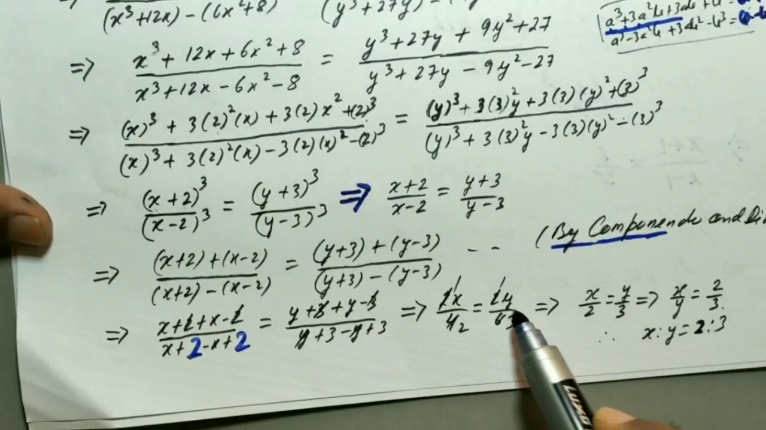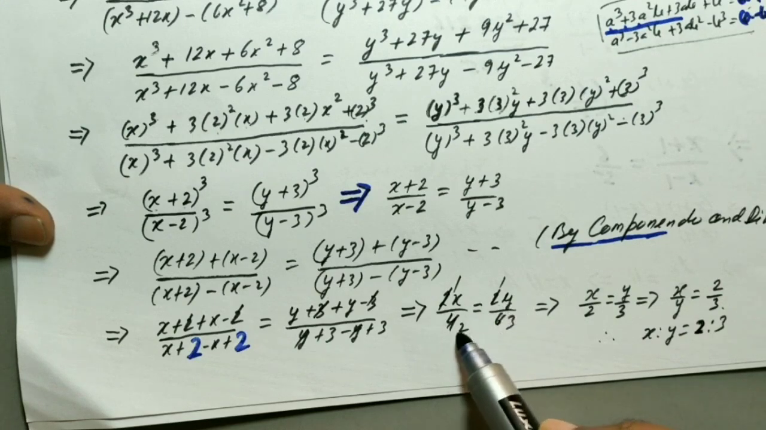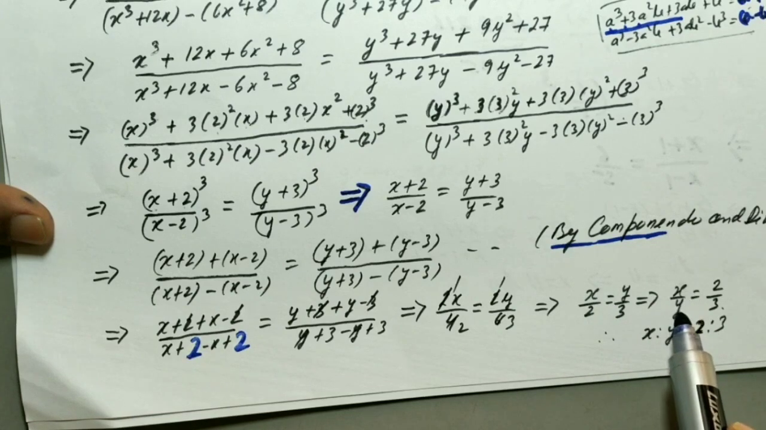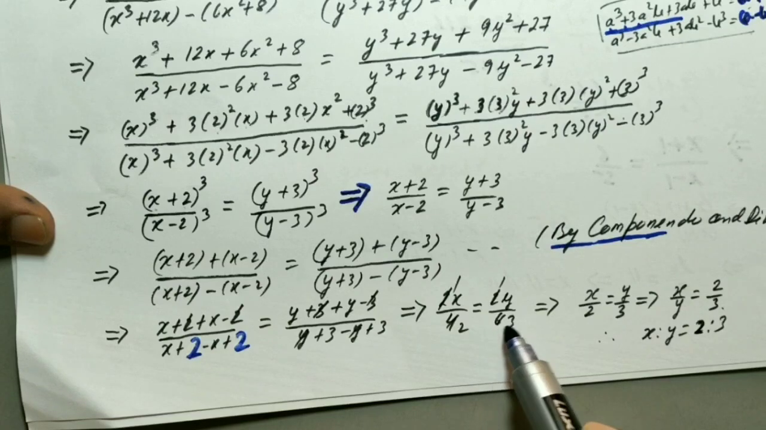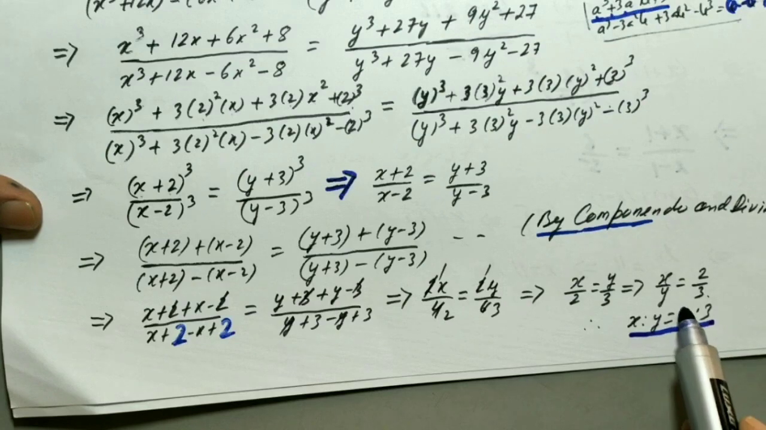And then I get finally x by 2 is equal to y by 3. Y comes here, 2 goes there. And I get x by y is equal to 2 by 3. You can also say alternando here. So the final answer is this, 2 is to 3.